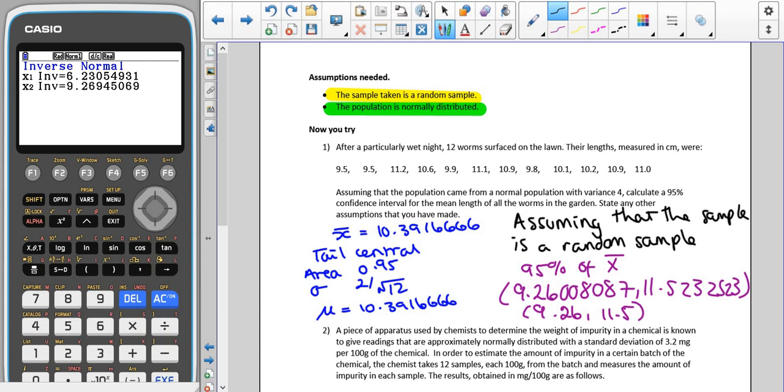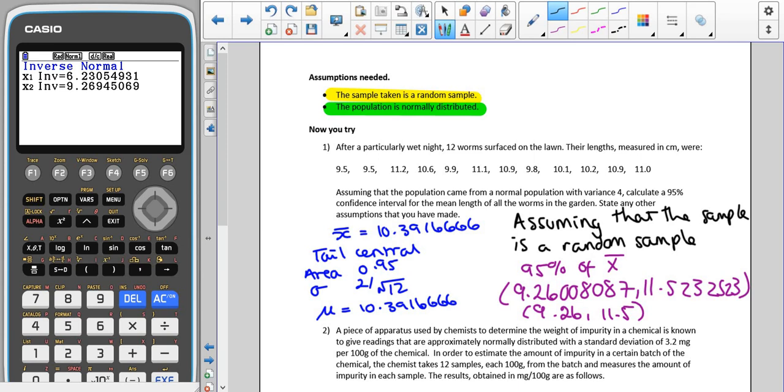So the tail was central, the area was 0.95 because that's the confidence interval that we were finding. The standard deviation for the population was 2, as we said, the square root of 4, divided by the square root of 12 because of central limit theorem, and the mean is that 10.391666. So that means that 95% of our means are going to be between 9.26008087 and 11.52322523.